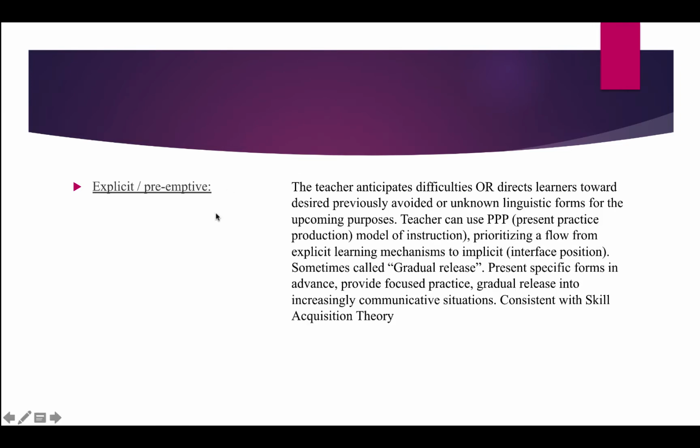And then explicit preemptive, again, this basically gets at this idea of stacking the deck. So there are language forms that are intended to be used. That is to say, the teacher wants to steer learners toward the target forms. And so what the teacher might do is actually pre-teach. And this is where we get to the PPP method, present, practice, and production, sometimes called the gradual release.